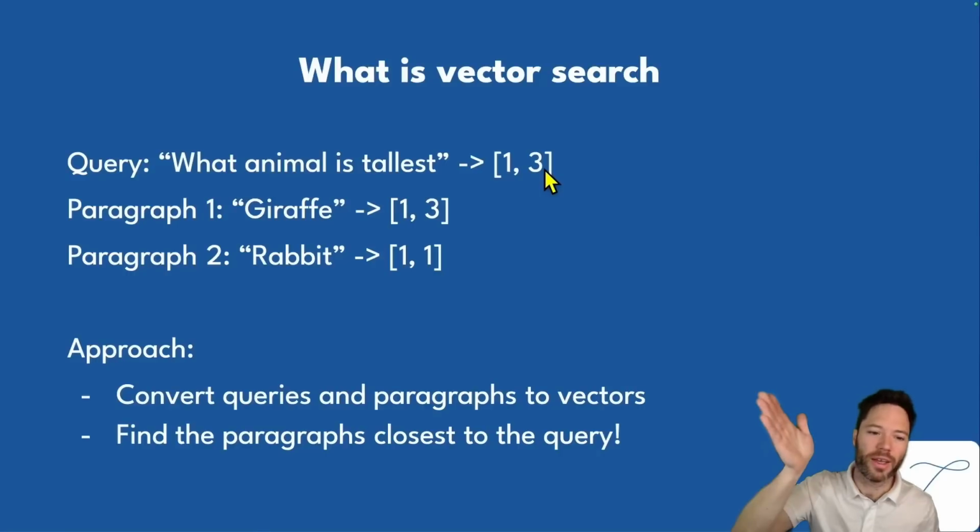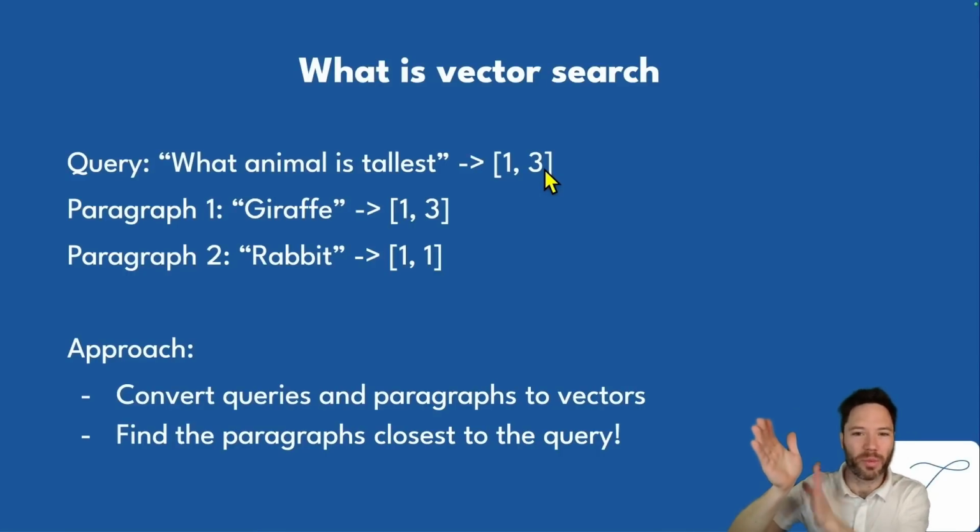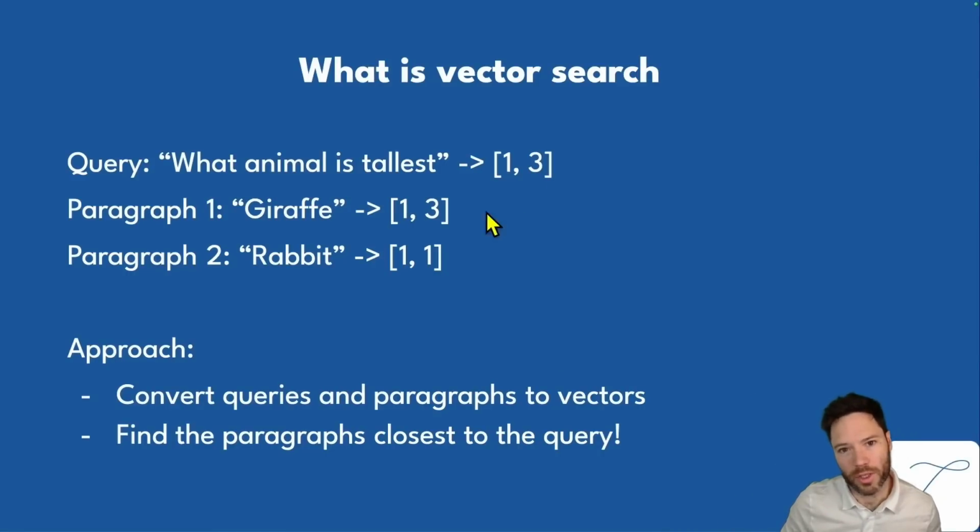I have a vector, and then I have a vector for giraffe, which might point this way, and rabbit, which might point this way. And vector search works by considering which of these two vectors is pointing in the most similar direction to the query vector, and picking that as the most relevant string that you might then include in a query. So the approach is you convert using a model into vectors and use those vectors to find the closest base paragraph or document.